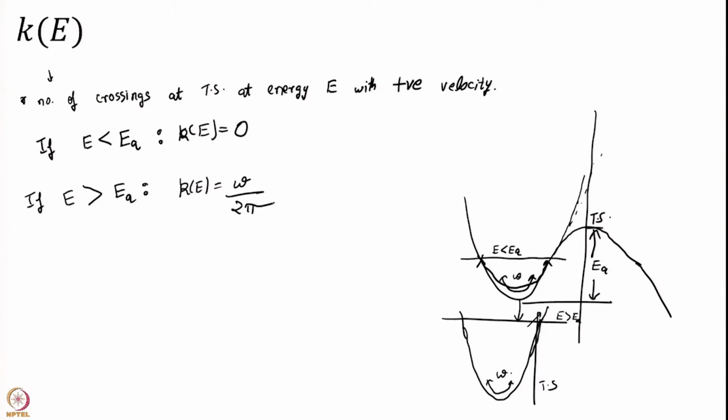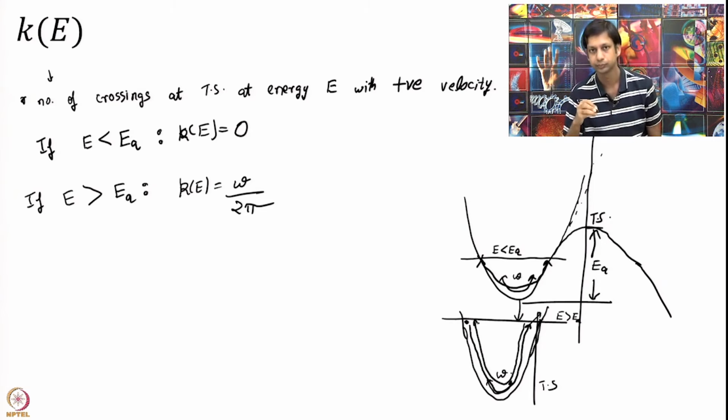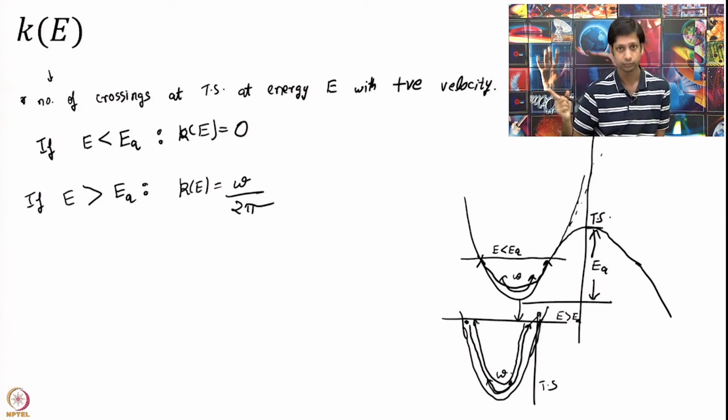Each point in one time period is covered twice. Remember that I go from here, in one time period I do this motion and I return back, but I am looking only at the crossing with positive velocity. Therefore, I ignore the negative portion, and so k of E is simply omega over 2 pi. If I included the negative one as well, then I would have to double it, but those are ignored in transition state theory. So, I have a k of E now with me.